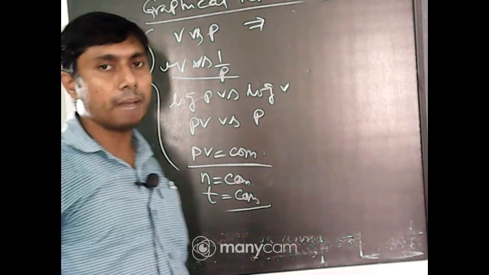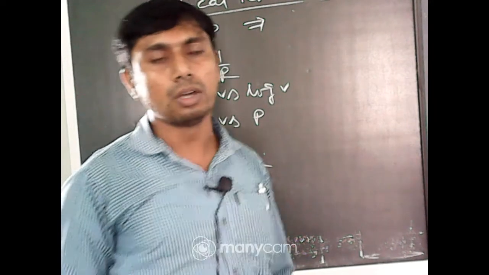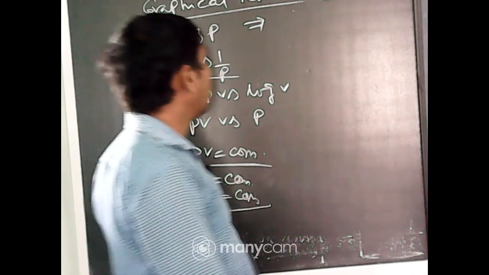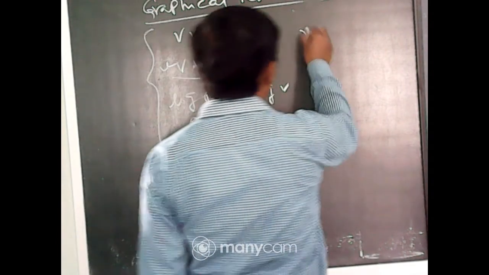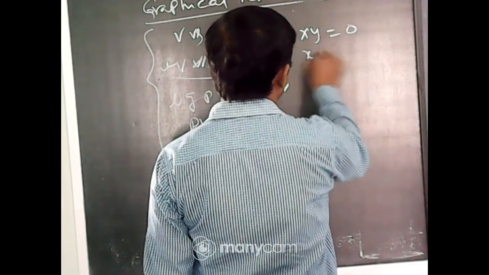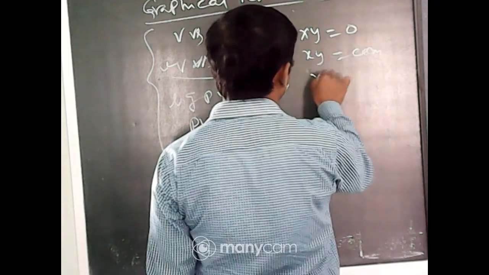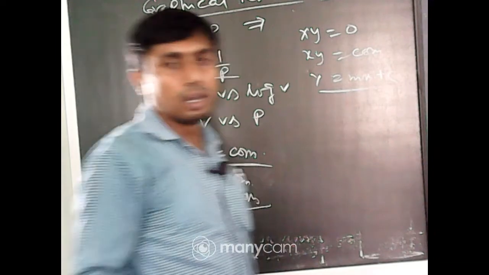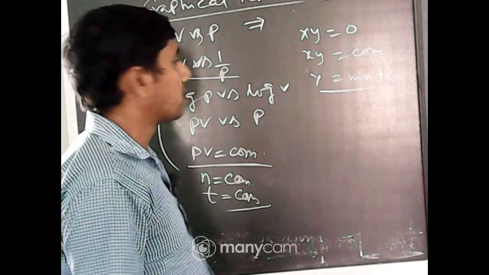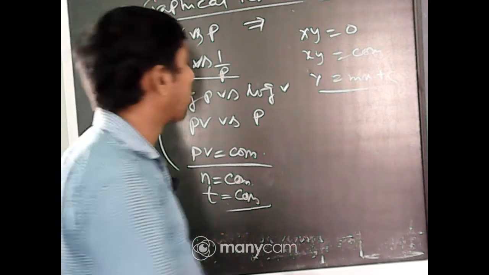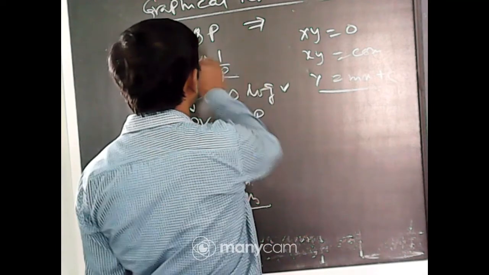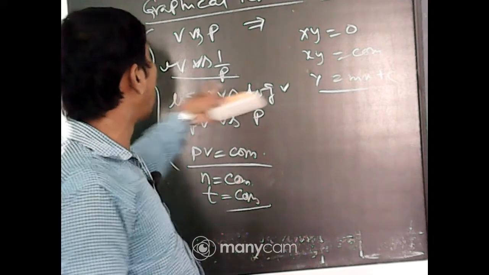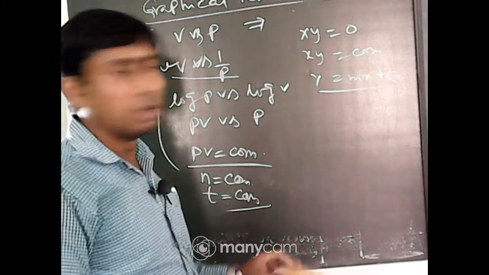Now, when we have to plot, we have to think about one mathematical formula. There are some rules, that is xy equal to constant, y equal to mx plus c. These are the expression of a line, that is the expression of a graph in mathematical form. So when we have to correlate these, we have to think about one relation where both are joined or both are connected.